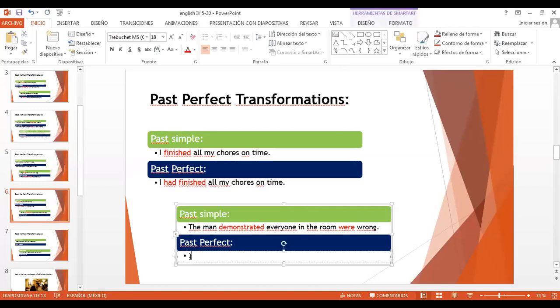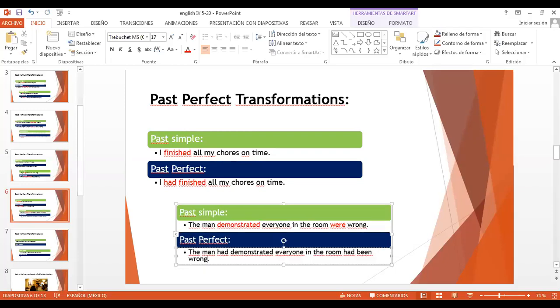So, luckily, both actions are active. Ambas acciones están activas. The man had demonstrated everyone in the room had been wrong. El hombre había demostrado que todos en la habitación habían estado equivocados. You see that?